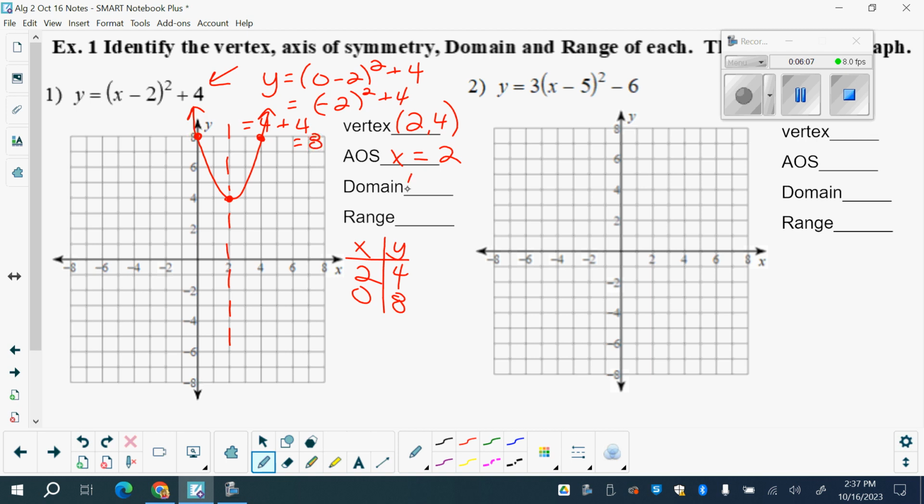The domain is going to be negative infinity to positive infinity. Questions on the domain? Okay. And then what about the range? 4 to positive infinity. Yes, our lowest value is a 4, and then it goes up, because the range is the y values. So it's 4 comma infinity. Bracket or parentheses on the 4? Bracket.